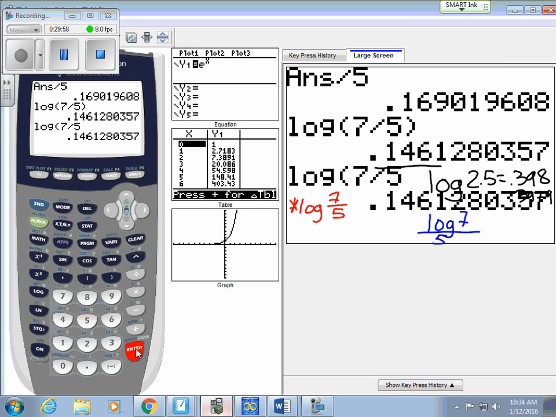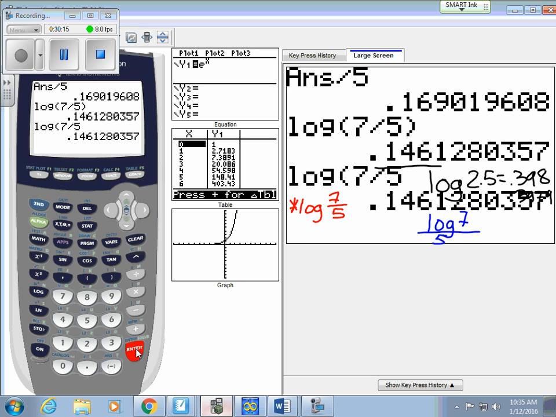Do any of you have the blinking box? Okay, then you just have to arrow out of it when you're done with the log part, right? So that's why it's important for you to know your calculator. Okay? Questions that you're having? Okay?